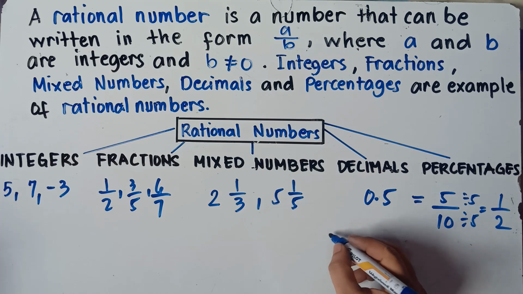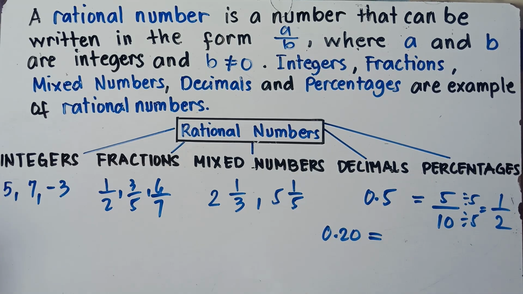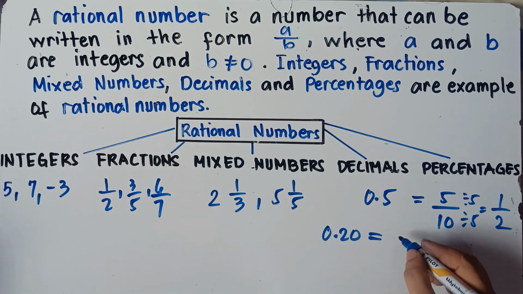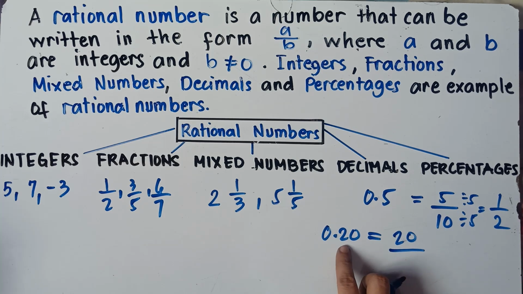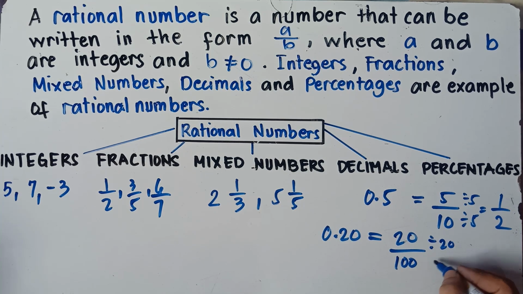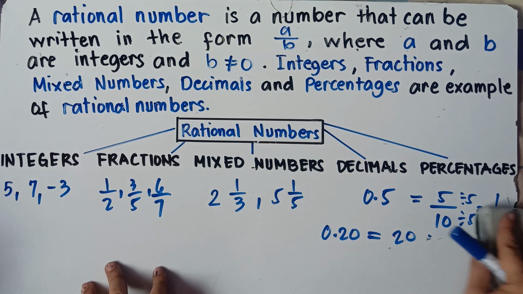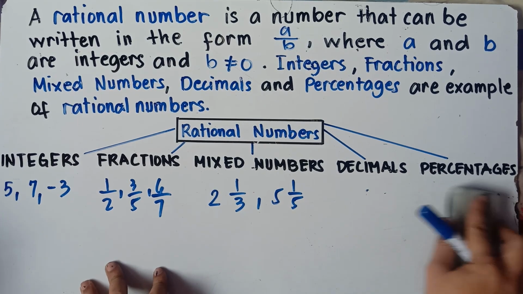Another example, if I will say 0.20, how will you write this into fractional form? So 0.20, you can write that as 20 over, hundredths, that would be 20 over 100. Divide by 20, because you can reduce this by 20. You find the GCF. 20 divided by 20 is 1. 100 divided by 20, that is 5. That's 1/5. And we know that 1/5 is a rational number. It has a numerator and denominator. Alright, so I hope you got that one, class, why decimals are called rational numbers.